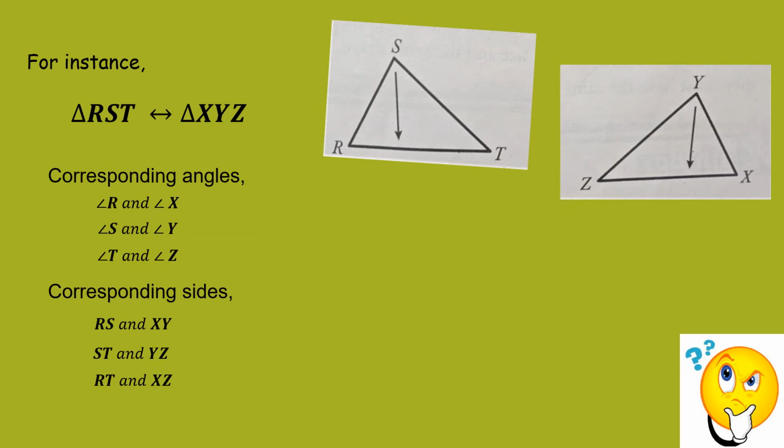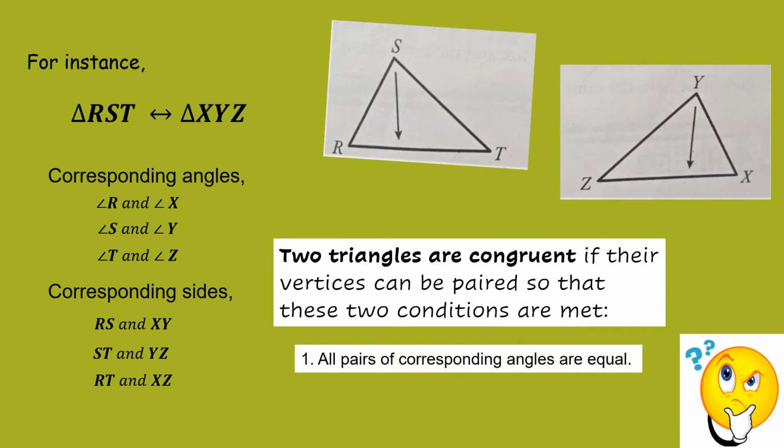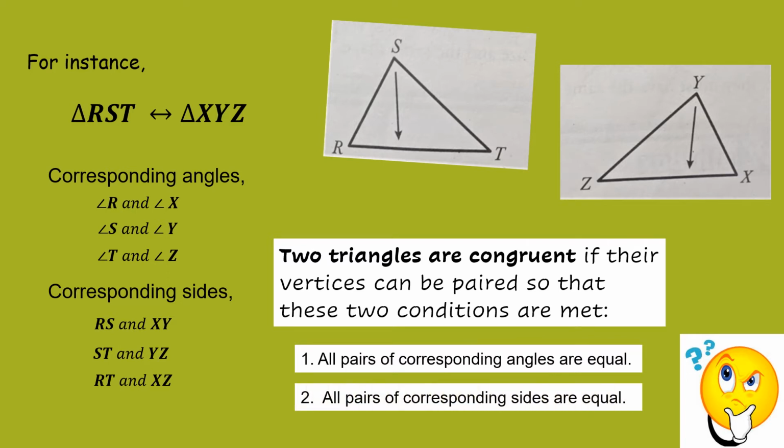Based on this, two triangles are congruent if their vertices can be paired so that these two conditions are met. Number 1, all pairs of corresponding angles are equal. And 2, all pairs of corresponding sides are equal.